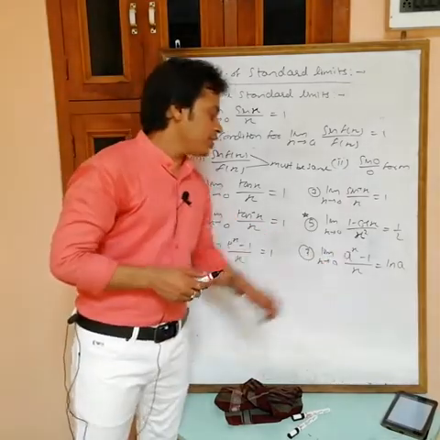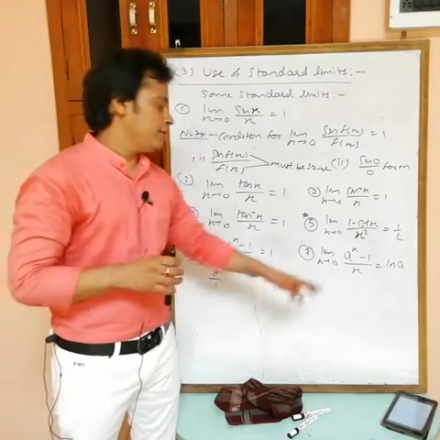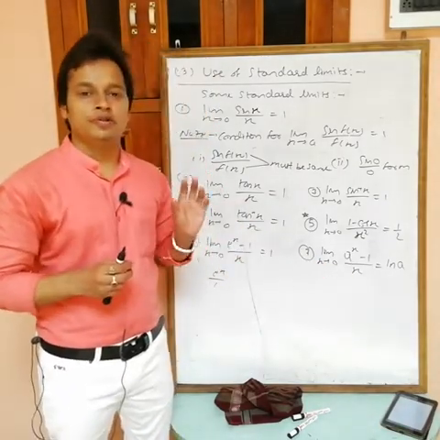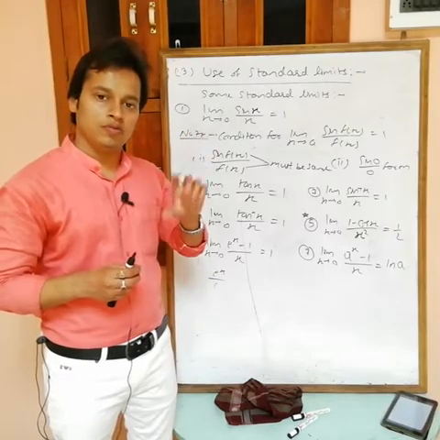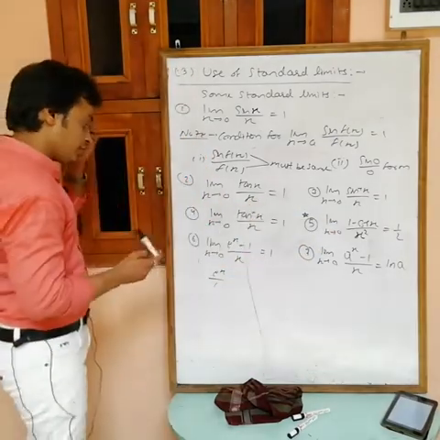If you differentiate a power x, what do we get? a power x into log a, and in the denominator 1. Now put x equals 0. a power 0 is 1, 1 into log a is log a. So the answer is ln a.